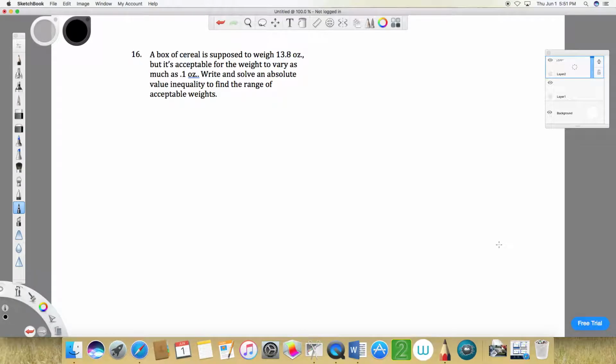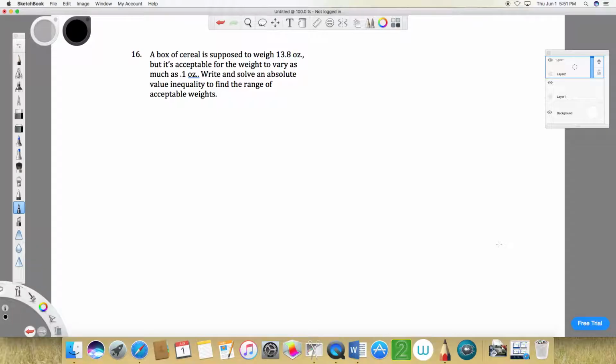Let's take a look at this word problem. A box of cereal is supposed to weigh 13.8 ounces, but it's acceptable for the weight to vary as much as 0.1 ounce. Write and solve an absolute value inequality to find the range of acceptable weights.